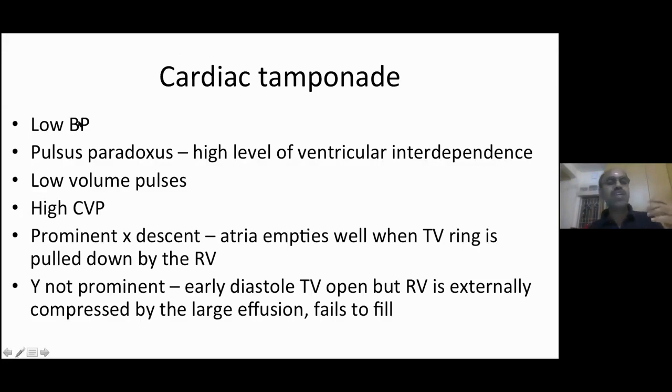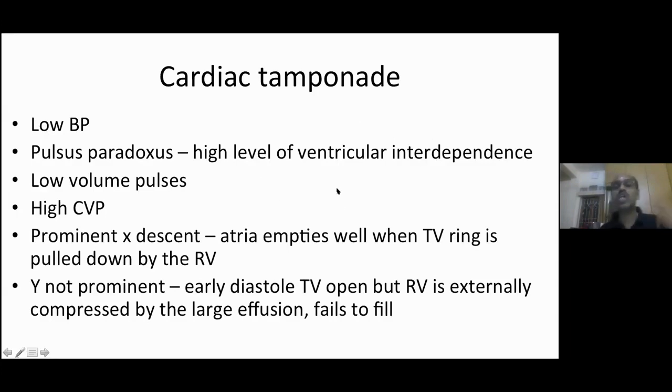Since the left ventricular filling is low, there is a low blood pressure. There is a very high level of ventricular interdependence. When there is a large amount of fluid pressing the heart, an inspiratory augmentation of the venous return from the superior and inferior vena cava into the right atrium is transmitted to the right ventricle. This right ventricle will be able to accept this higher stroke volume only at the cost of reducing the left ventricular filling. So there is an exaggerated ventricular interdependence.